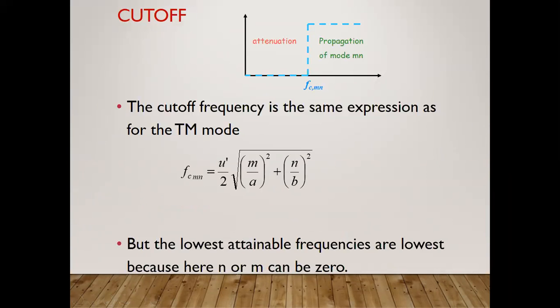See here the cutoff frequency for the TM, that is the attenuation constant. From this particular, you can find the fc, I mean, that is nothing but cutoff frequency. See here the difference, the wave propagation. Okay, velocity of wave propagation divided by 2 root of m by a and n by b. Likewise, you can find the cutoff frequency of your TE mode.